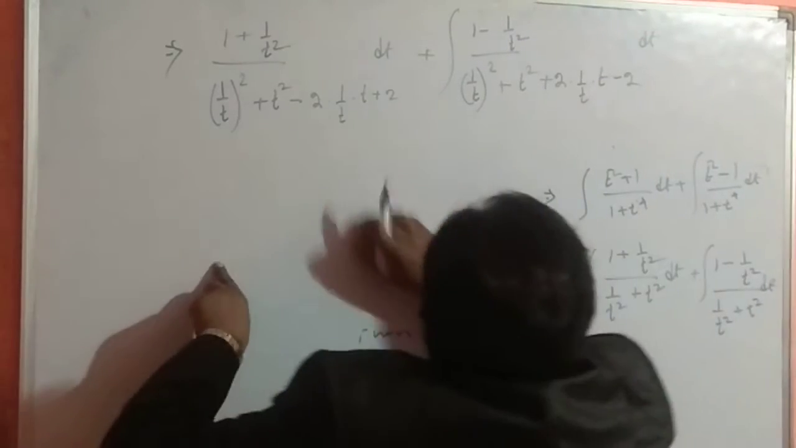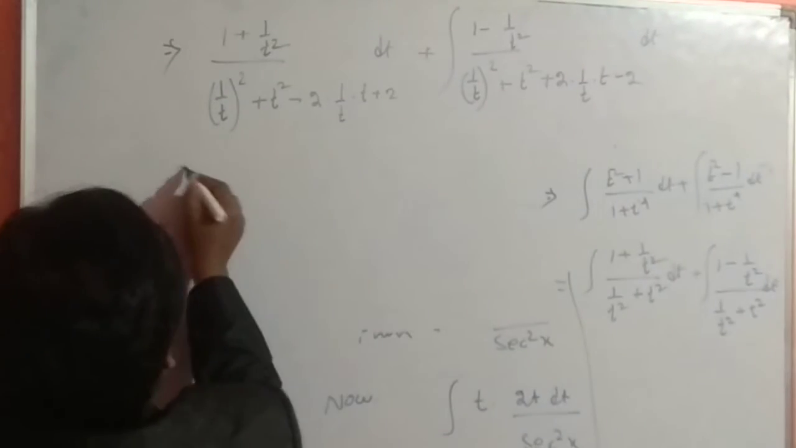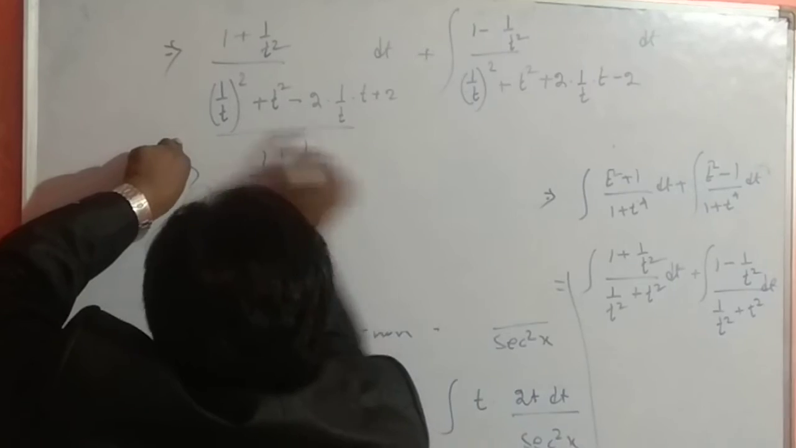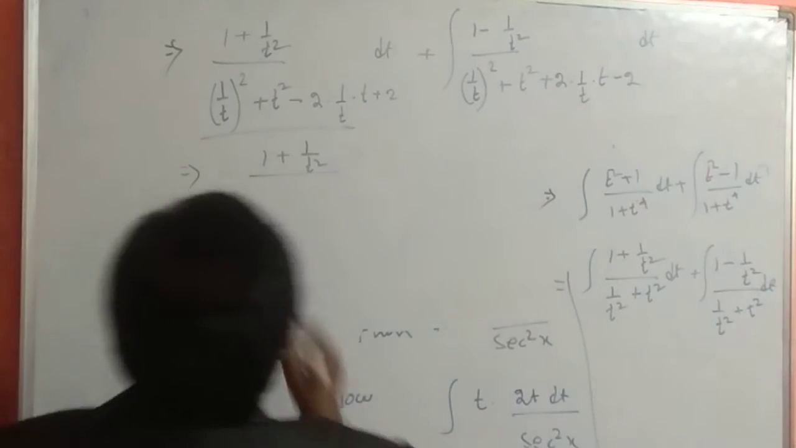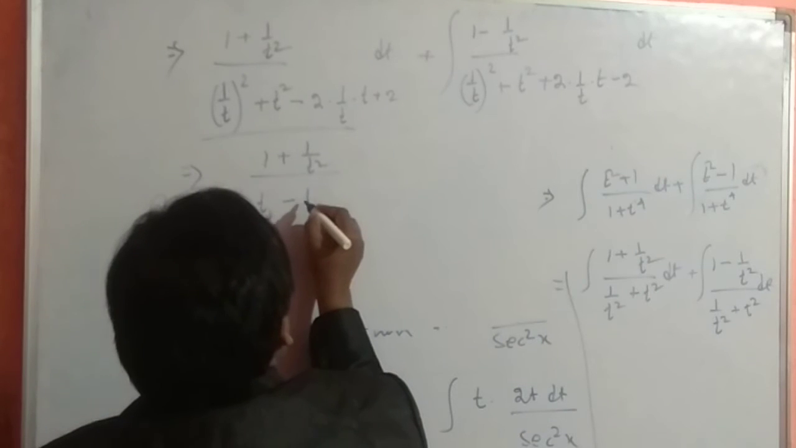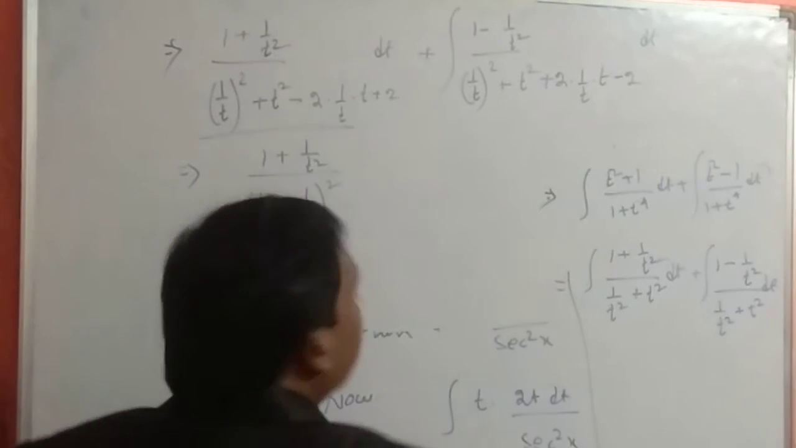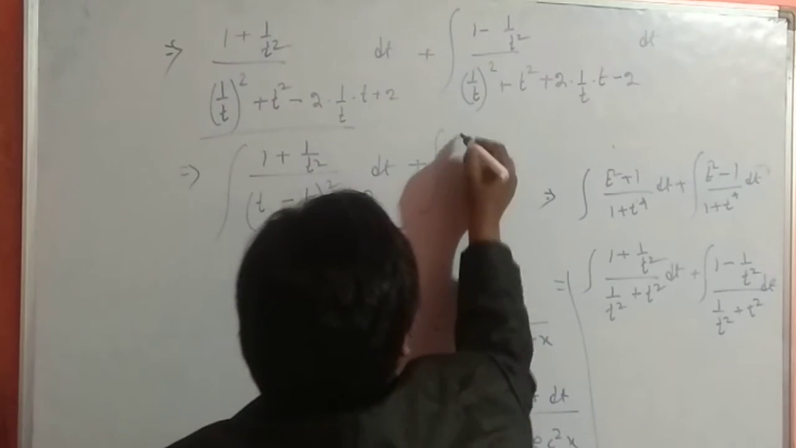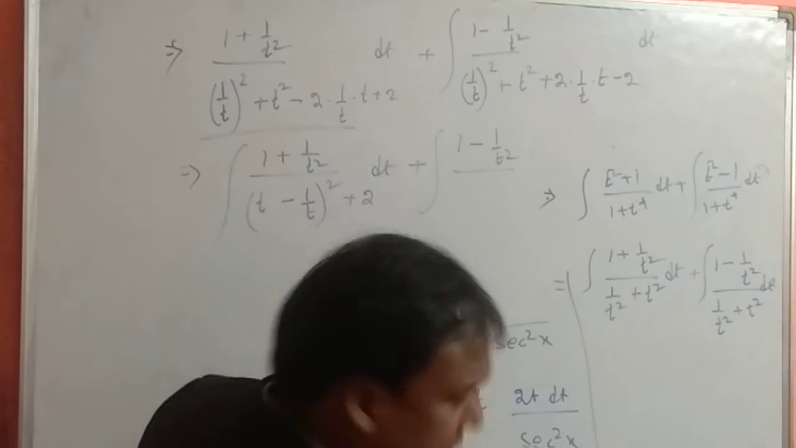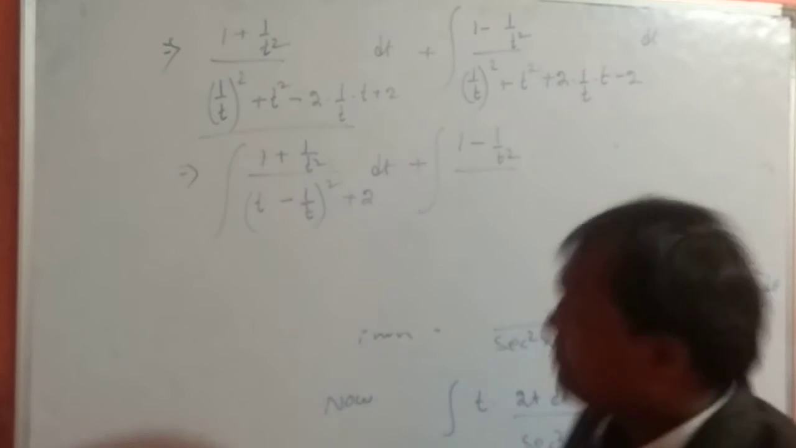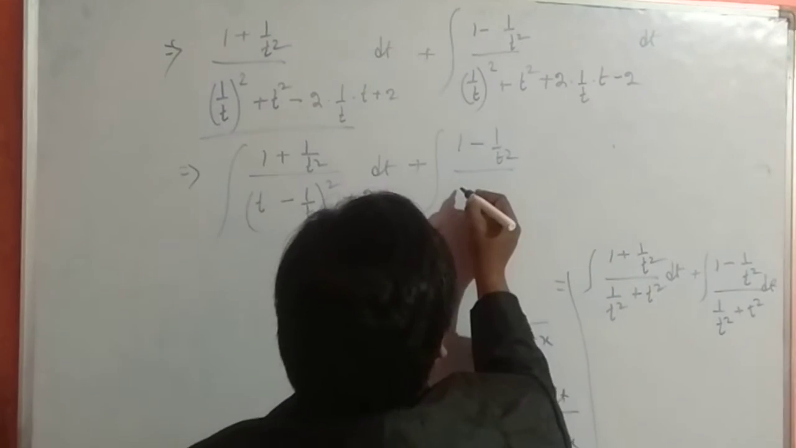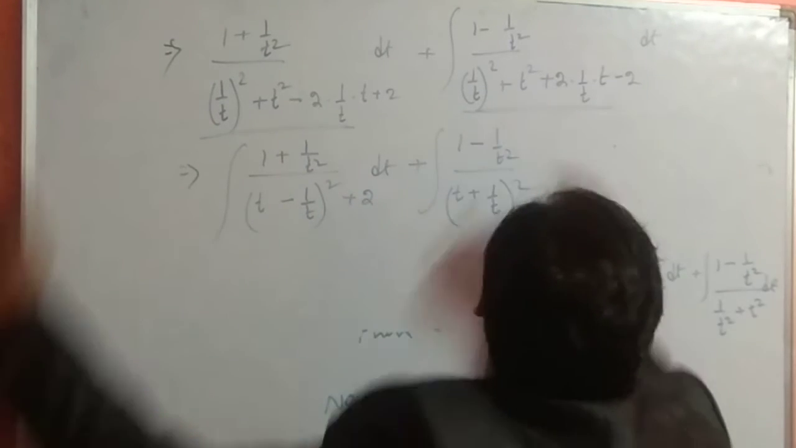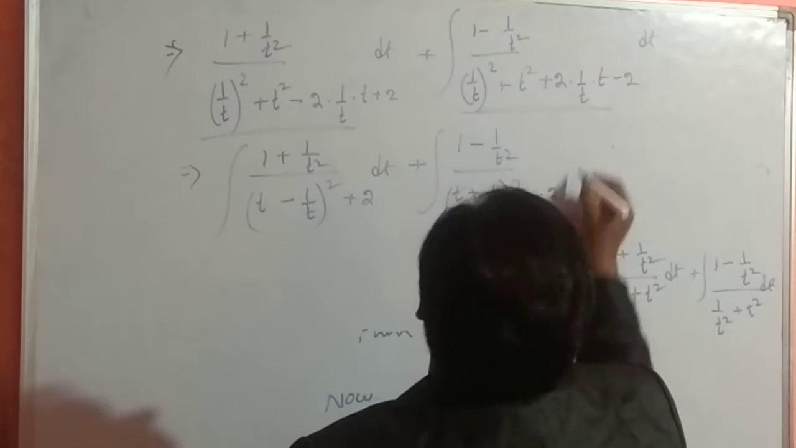Okay. Then now next, 1 plus 1 by t square all divided by, up to this term is your a minus b whole square. That means we can write t minus 1 by t whole square, a minus b whole square. Then plus 2 dt plus 1 minus 1 by t square whole divided by this is a plus b whole square. That means we can write t plus 1 by t whole square. Up to this is your a plus b whole square. Then we have minus 2 dt.